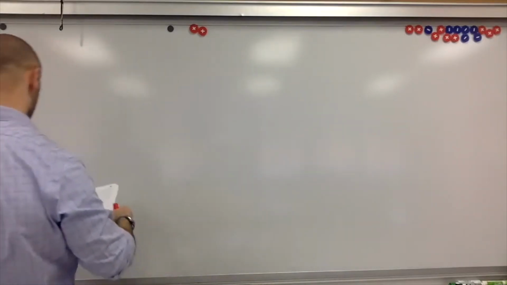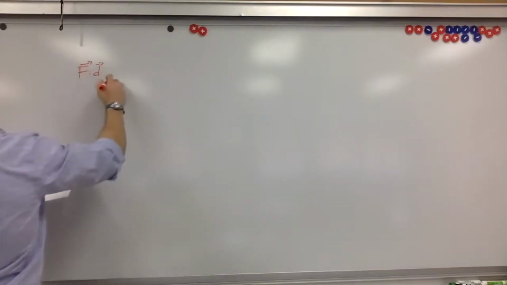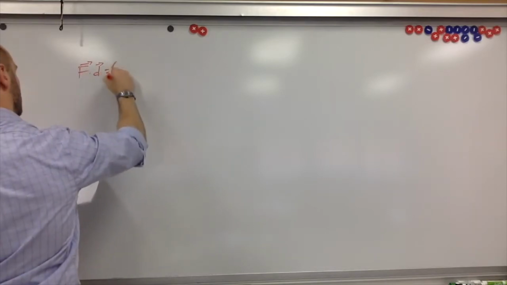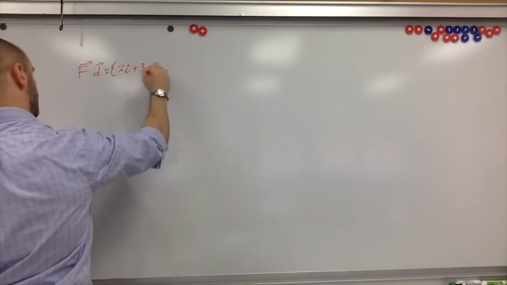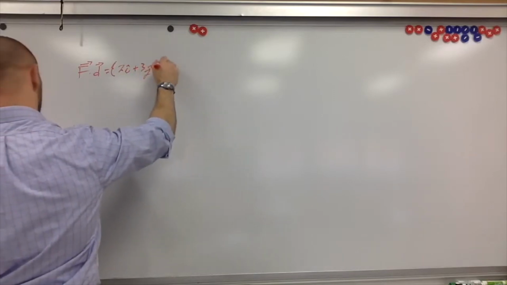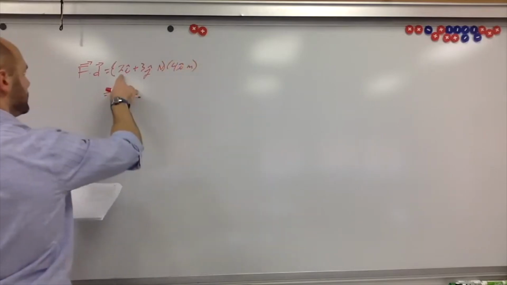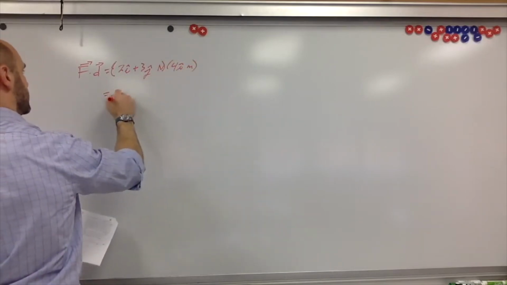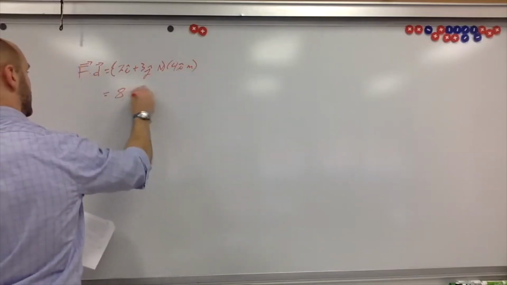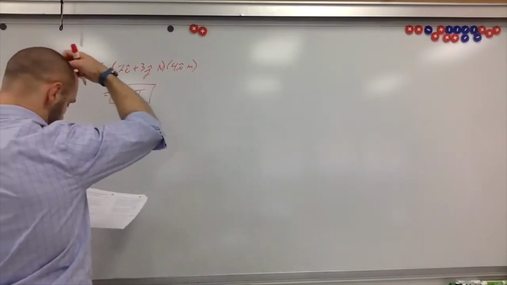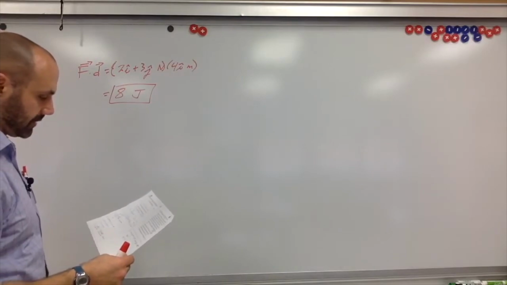And so this is going to be F dot D, which will be 2I plus 3J newtons times 4I meters. So 2I and 4I gives me 8, and then 3 times, it's just 0 there. So this is just 8 joules is the answer. And now we want to know what is the angle between F and D.